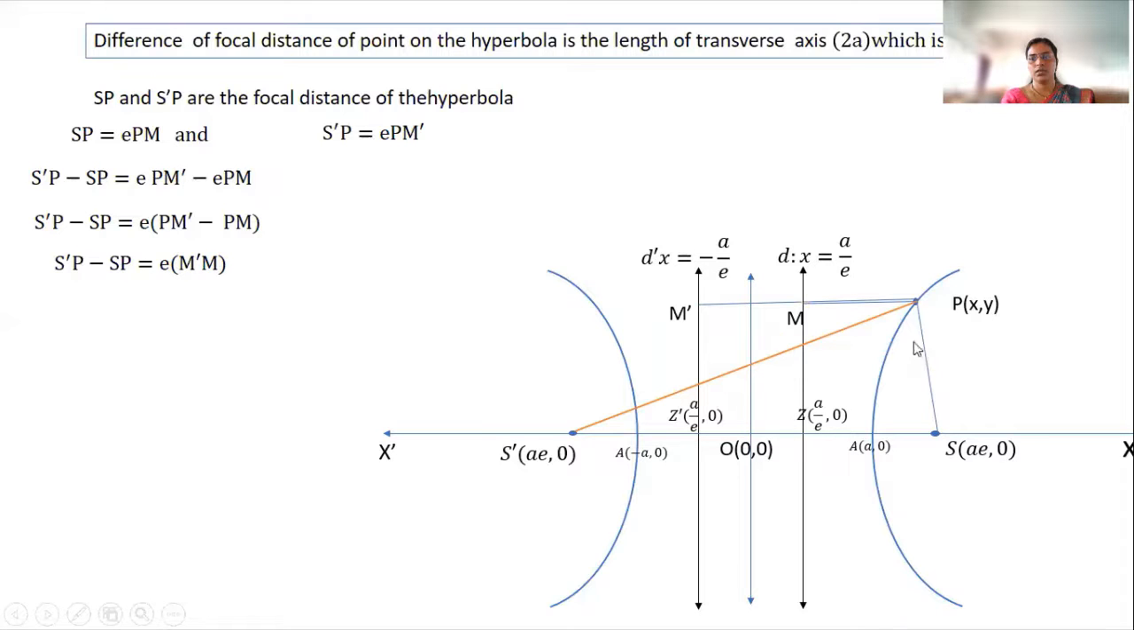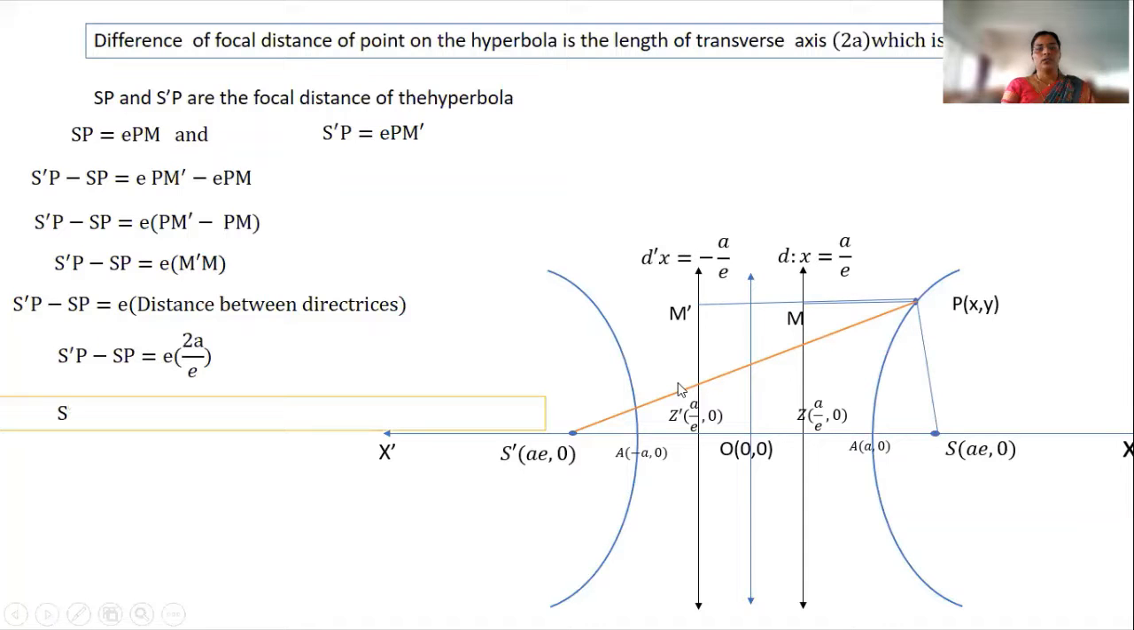We know the focal distance property: SP is equal to e into PM, and S dash P is equal to e into PM dash. Therefore, S dash P minus SP is e into (PM dash minus PM), and PM dash minus PM is MM dash. Therefore, S dash P minus SP is e into the distance between directrices. MM dash is the distance between directrices, and this is 2a upon e. Therefore, the difference between focal distances of a point on the hyperbola is 2a, which is the length of the transverse axis.